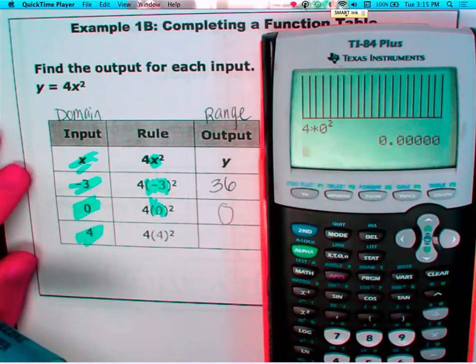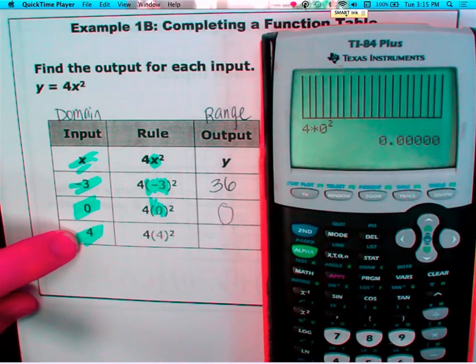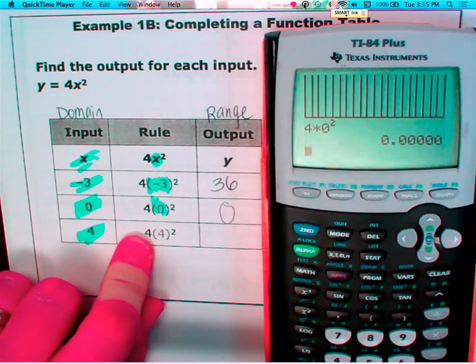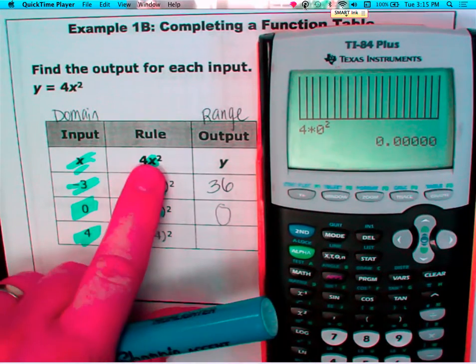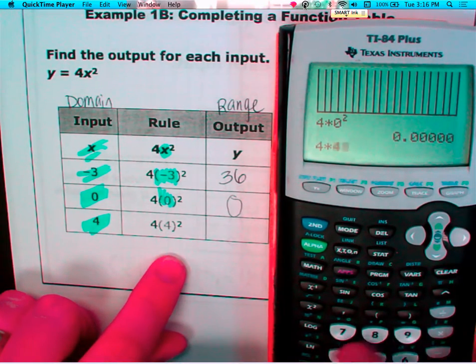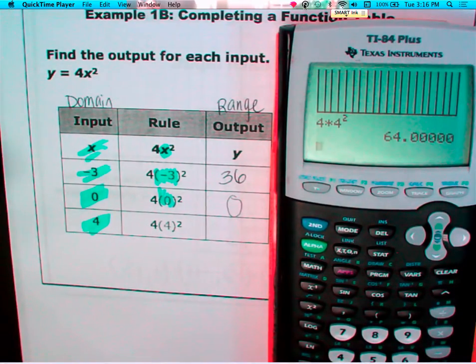Let's try another one. My new domain is 4 for my function. So I put it in now: 4 times 4 squared, because that's what x is now, 4. That's 4 times 4 squared, and you can see here, I get 64.